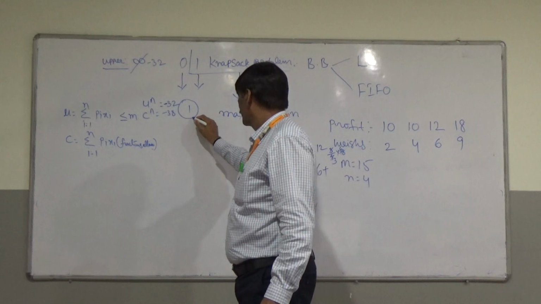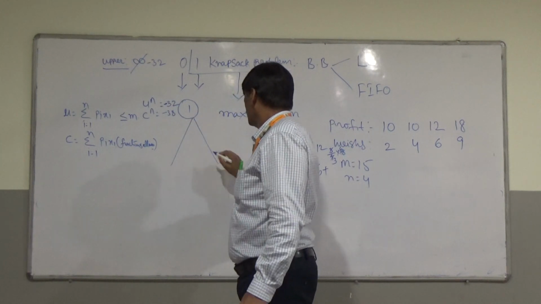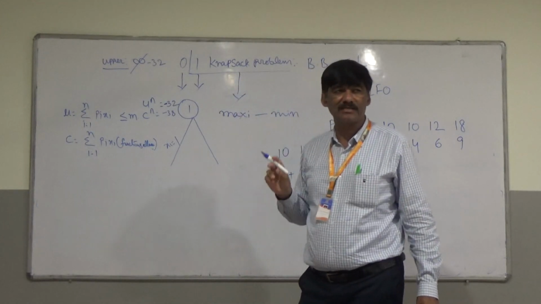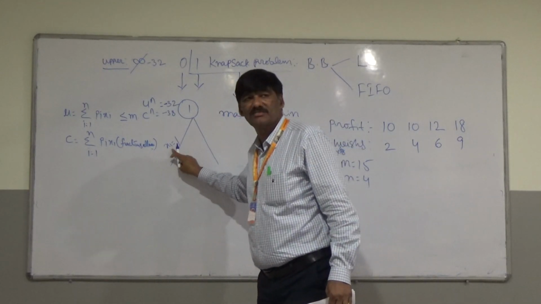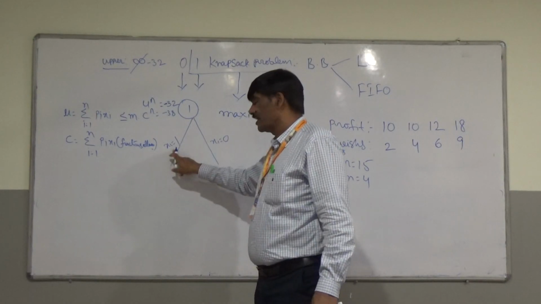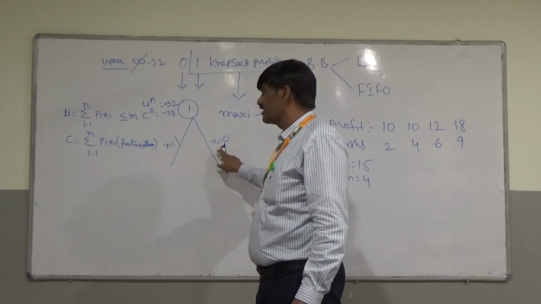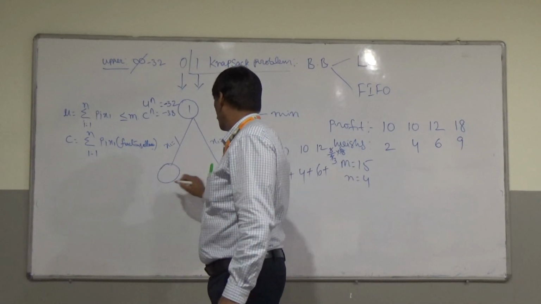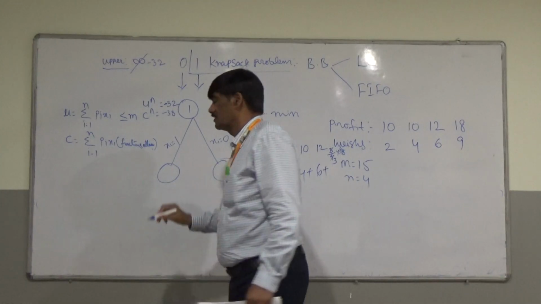Now if you want to extend this tree: x1 considered means take x1 compulsorily, so x1 equals 1. Next is x1 equals 0, meaning this one does not consider the first item. Based on that, you need to calculate the upper bound values and the cost for each.